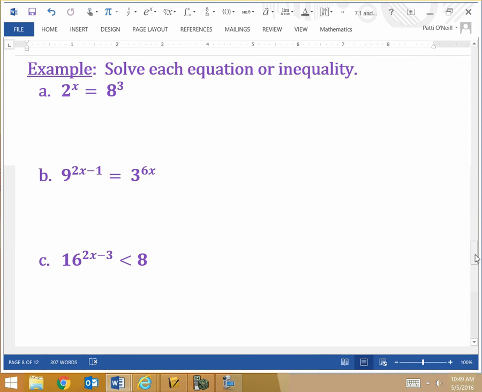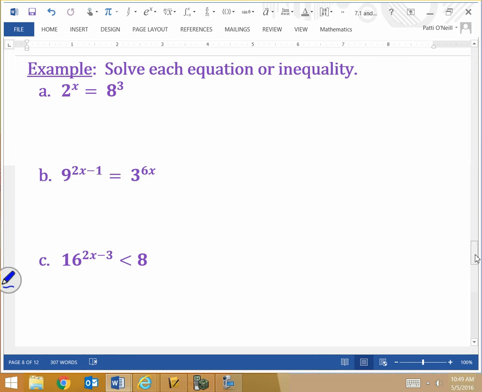Now, the way that this is presented to us, I can't jump right in and say x is equal to 3. If I tried to do that, I would get 2 to the third, which is 8. 8 doesn't equal 8 to the third. 8 is just 8 to the first. So we have to create like bases. You have to think about what a like base would be.